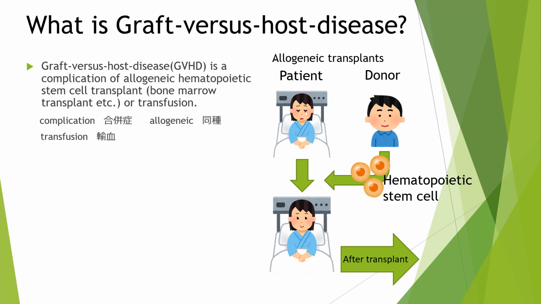After transplant, GVHD can occur. GVHD can also occur after a transfusion. GVHD is one of typical complications of allogeneic transplant and can be mild, moderate, or severe. In some cases, it can be life-threatening.